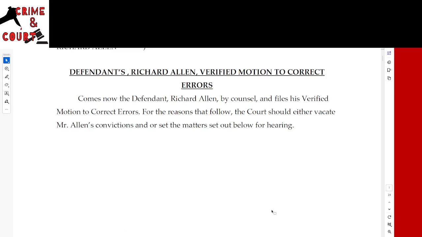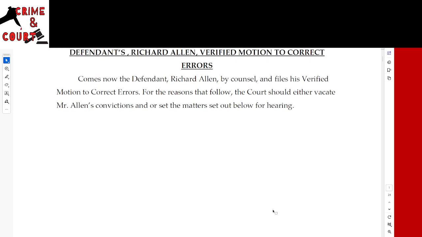So, defendant Richard Allen's verified motion to correct errors, multiple errors. Comes now the defendant Richard Allen by counsel and files his verified motion to correct errors. For the reasons that follow, the court should either vacate Mr. Allen's convictions, so just get rid of his conviction of first degree homicide twice over, get rid of those convictions, or set the matters for a hearing.